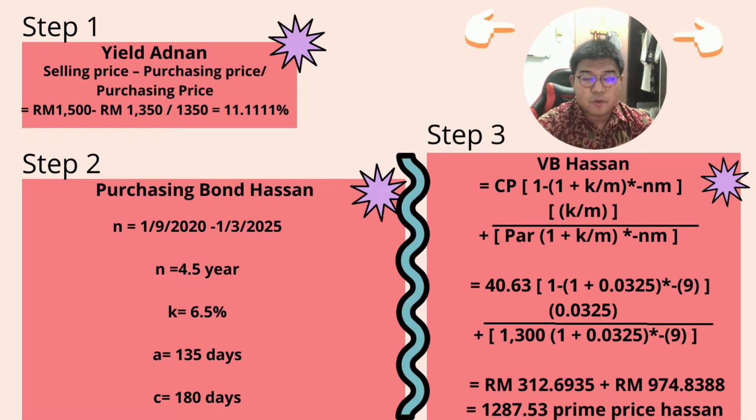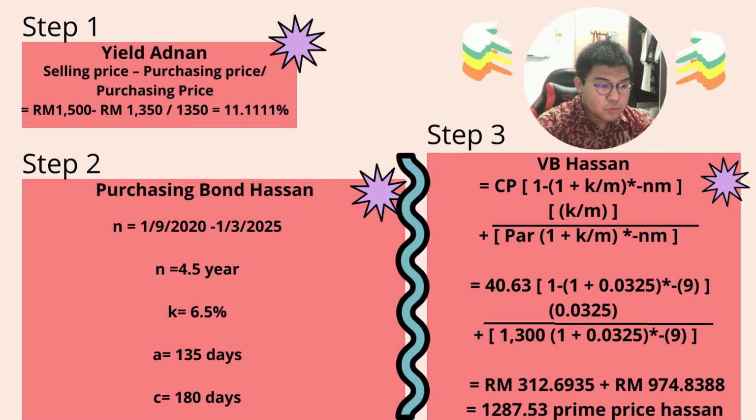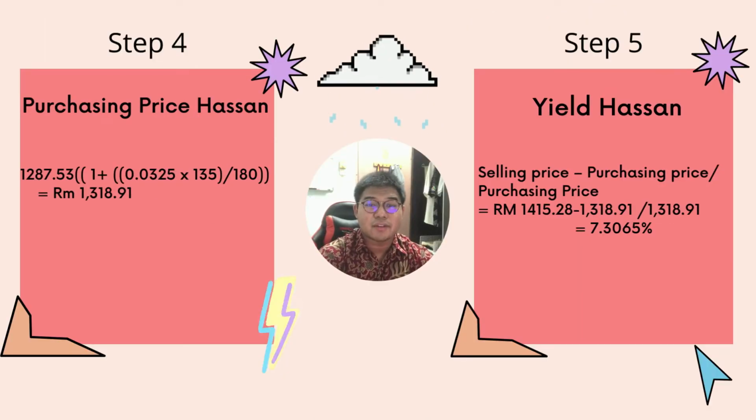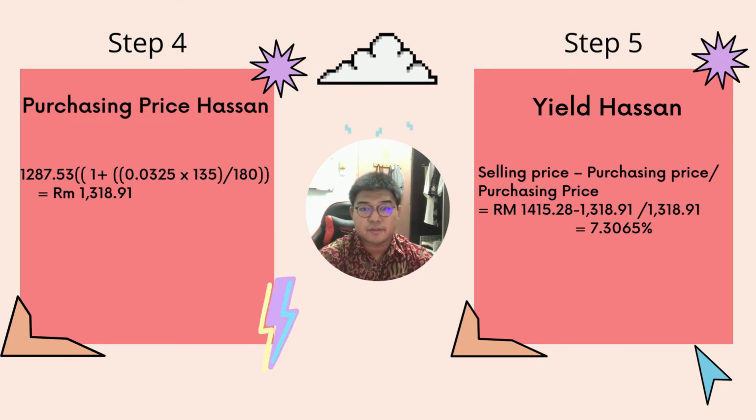So we must use the formula that I have stated just there, and put in all the numbers that I've gathered. The two things we have left to do is plus, which is RM312.6935 plus RM974.8388. So the answer that we will get for the value of bond Hassan is RM1287.53.